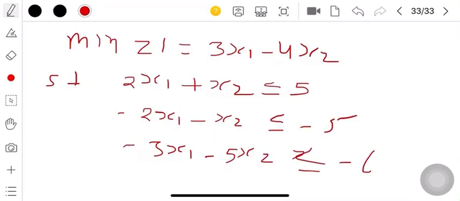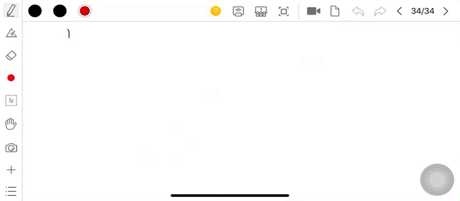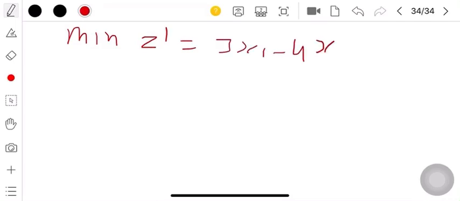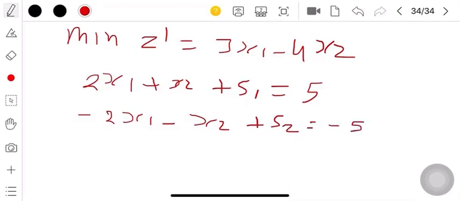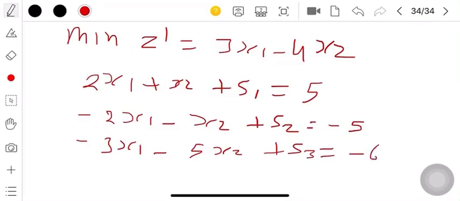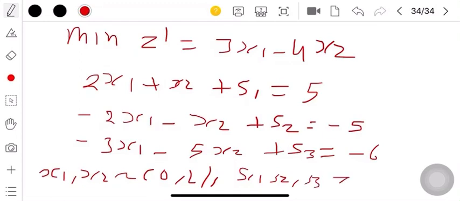Now you can introduce the slack variables. So the problem will be: minimize z dash equals 3x1 minus 4x2 subject to 2x1 plus x2 plus s1 equals 5, and minus 2x1 minus x2 plus s2 equals -5, and minus 3x1 minus 5x2 plus s3 equals -6, where x1, x2 are 0 or 1, and s1, s2, s3 are greater than or equal to 0.